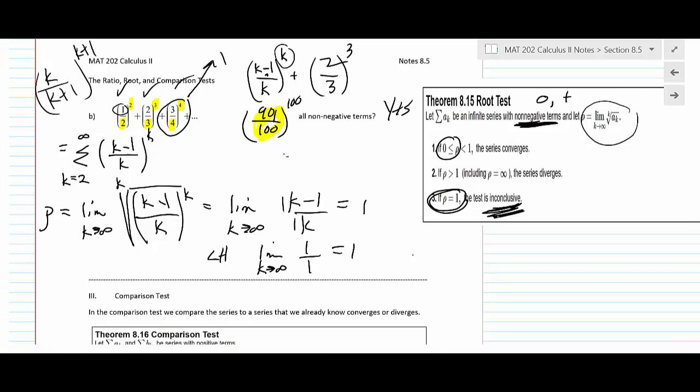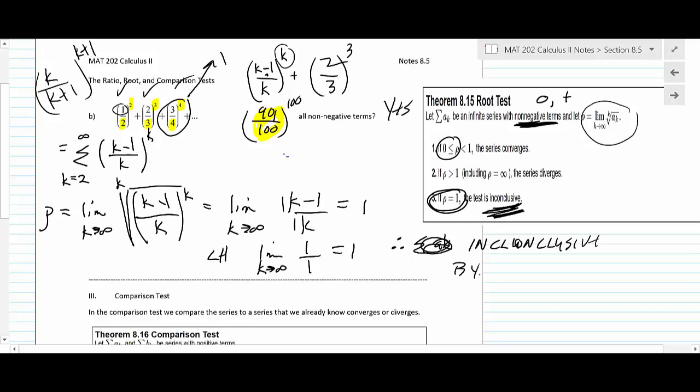Anytime you're doing these tests, go back to that theorem, and that'll tell you what the results are. So what you would say is, therefore, the series is inconclusive by the root test. Always state what test you're using. That's the way I want you to do that on an exam. All right, so those are a couple of examples of the root test.